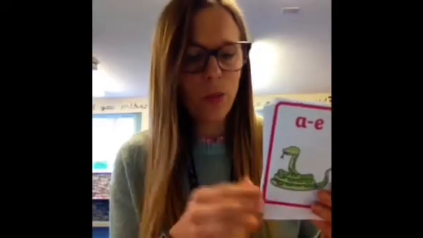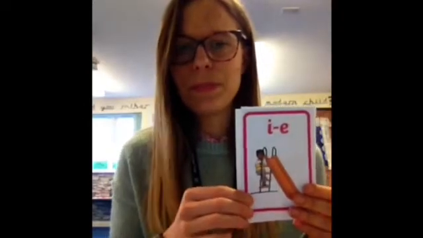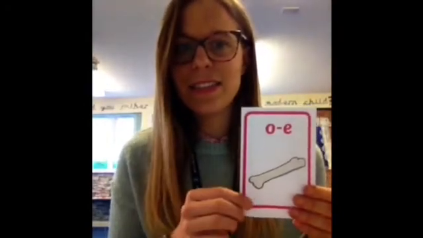Oh, remember this is a split digraph. They're too noisy, aren't they? So they had to be split up with another letter. This is a A. Well done. E. U. I. O. Fantastic, well done. Okay, boys and girls, so you've recapped your first 5 phonemes.